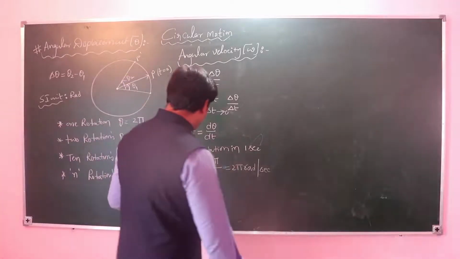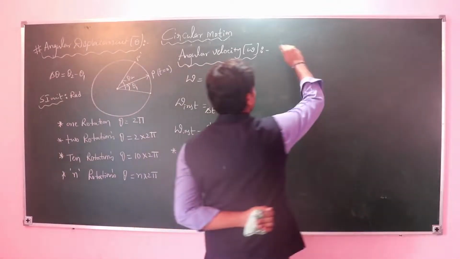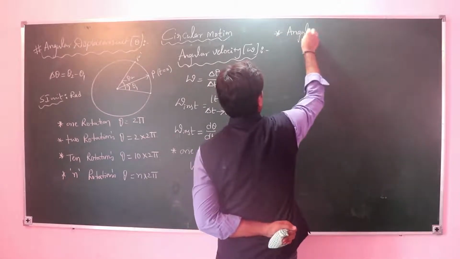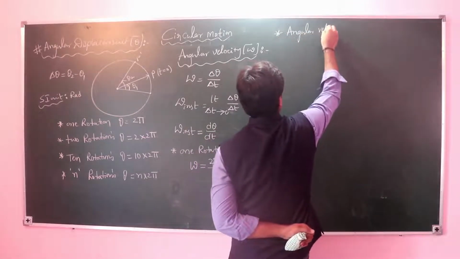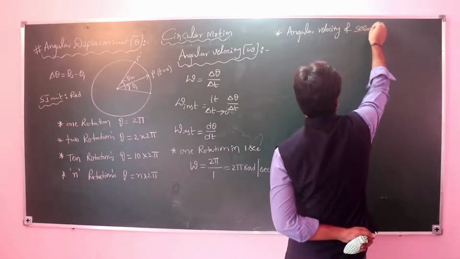And we are taking some live examples. Live examples means the angular velocity of the seconds hand.